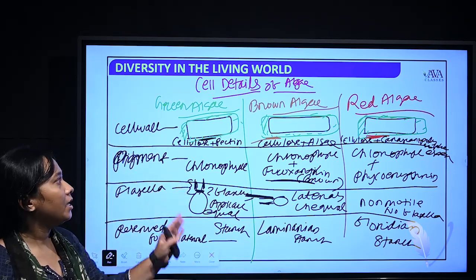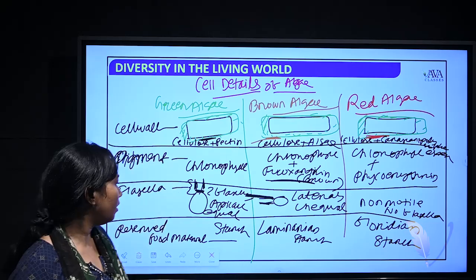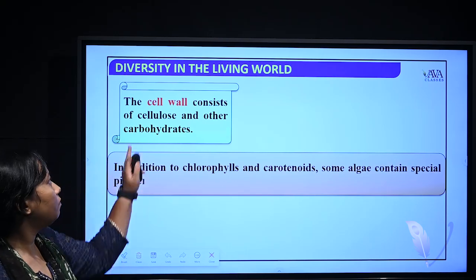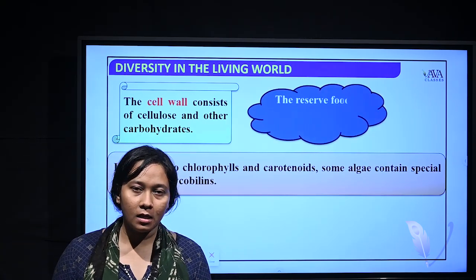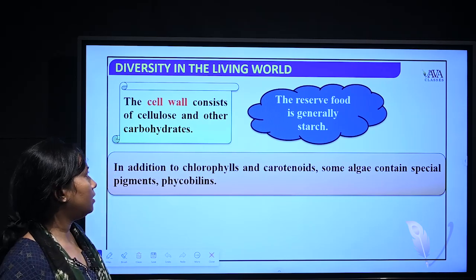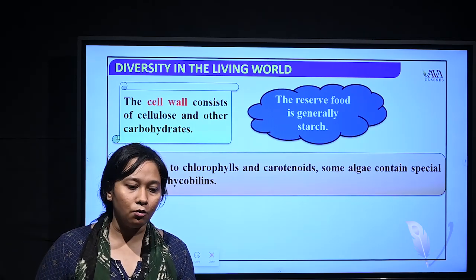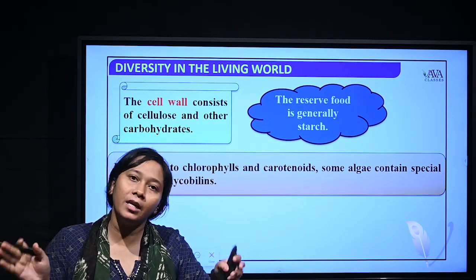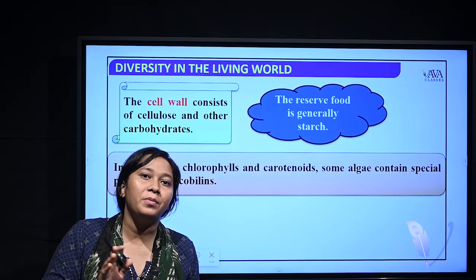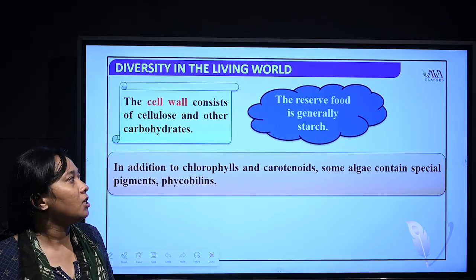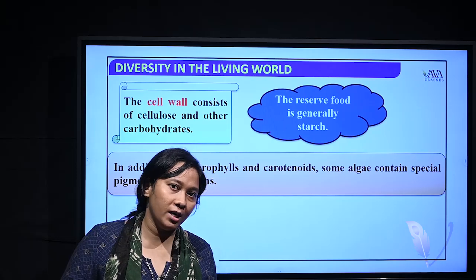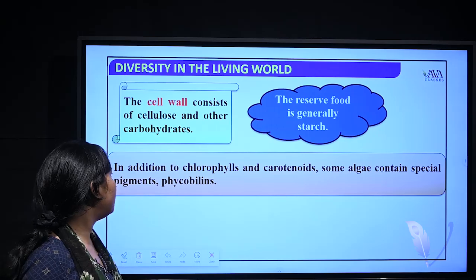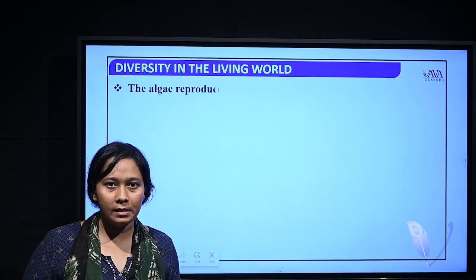We see these differences in various types of algae. Their cell wall is generally composed of cellulose, as they are plants and have a plant cell wall, and their reserve food material is generally starch. In green algae you will see starch, in brown algae laminarian starch, and in red algae Floridian starch. In addition to chlorophylls and carotenoids, some algae contain special pigments, that is phycobilins.